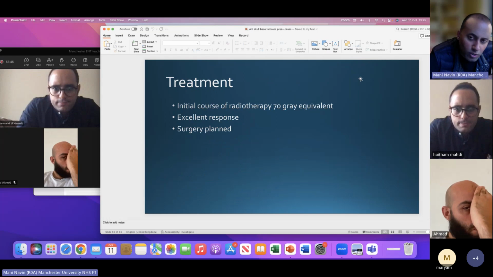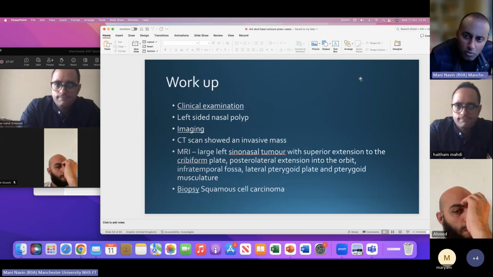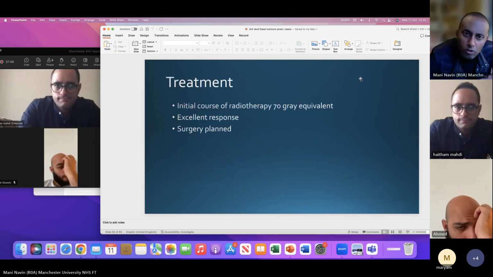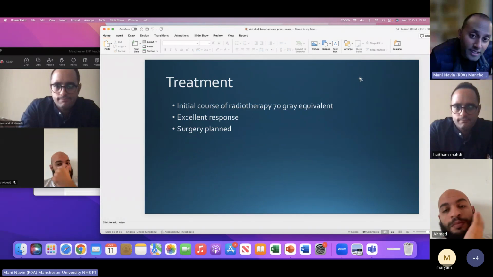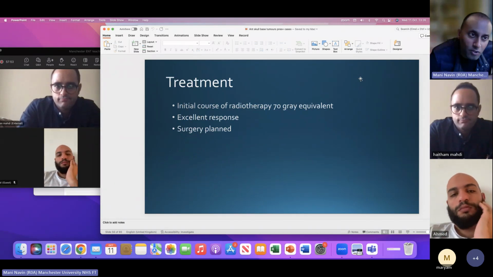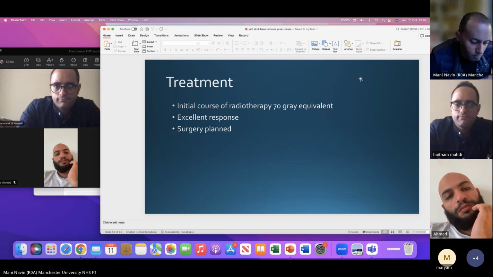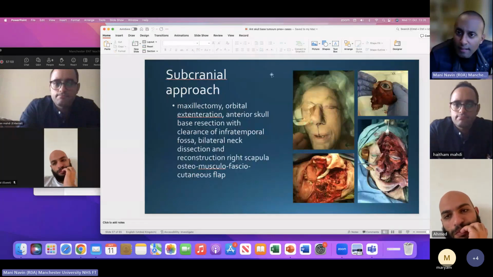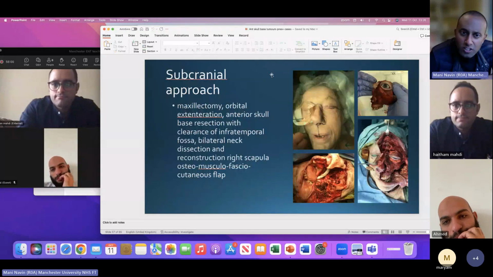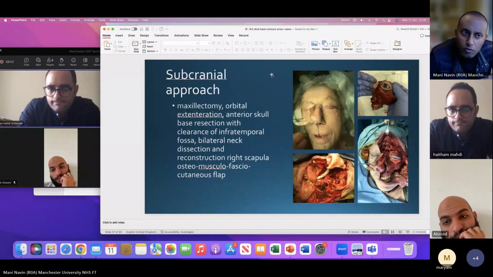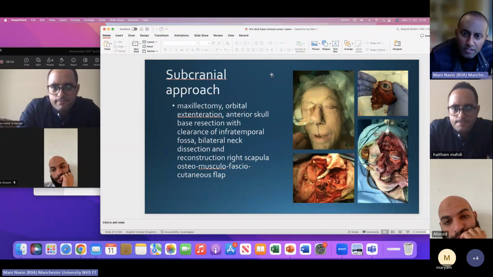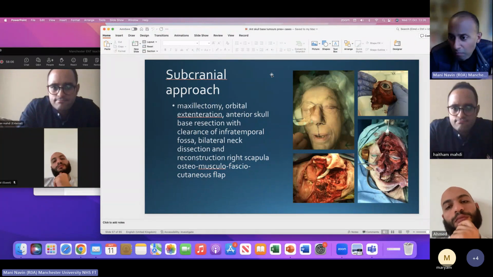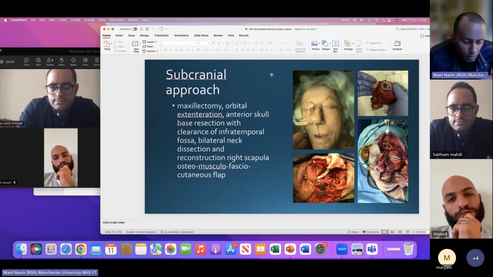Because they thought it was not really resectable initially, we gave him radiotherapy, and then he had a good response to radiotherapy. So we then planned for surgery. Usually it's the other way around. So we did maxillectomy, orbital exenteration, infratemporal fossa clearance, neck dissection, and a scapular free flap for him, which worked quite well.